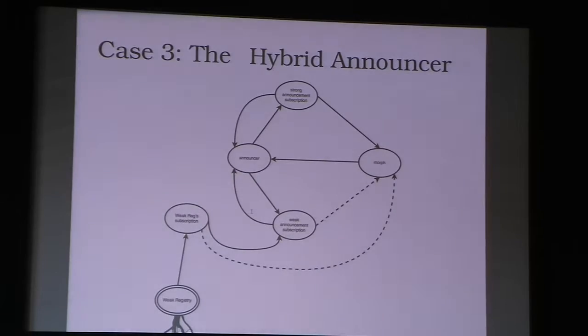Okay, so the thing is that we have this one. It has a weak reference to the morph, and it has a strong reference to this one. So actually, what the weak registry will say is this: if this one is collected, then I will send finalize to this one. Since this one is never collected, this one never receives finalize.